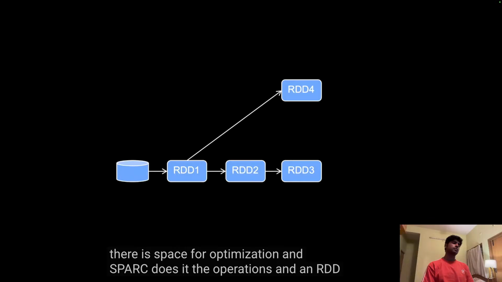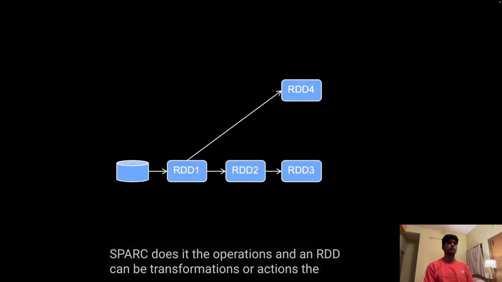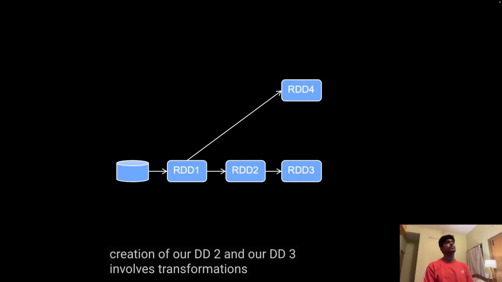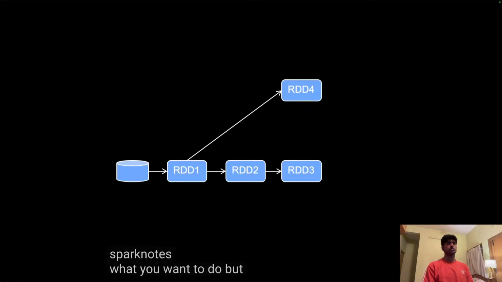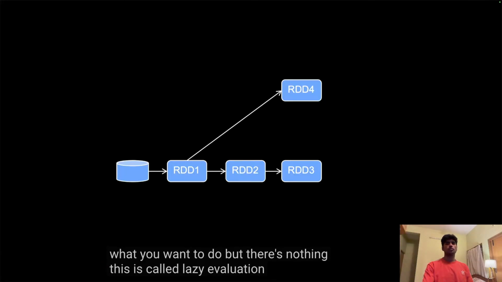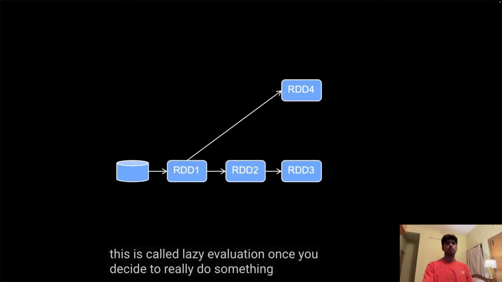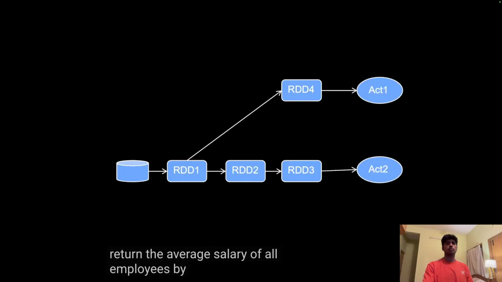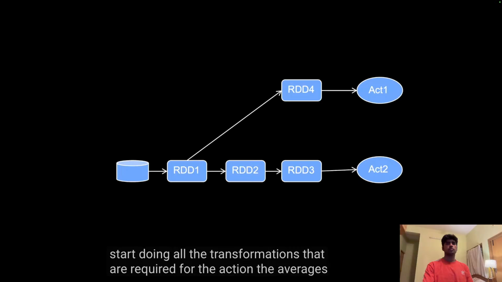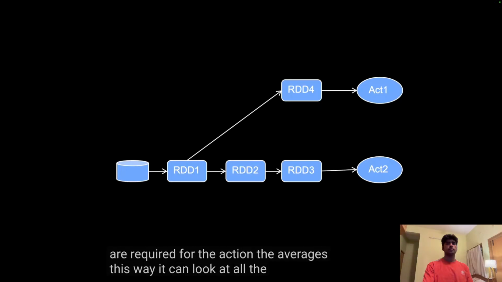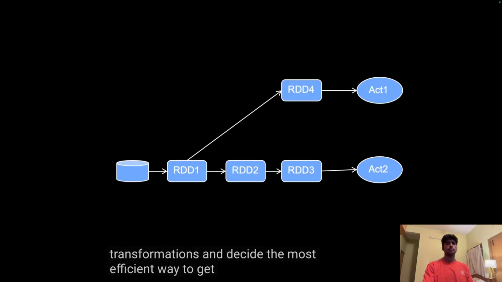The operations on an RDD can be transformations or actions. The creation of RDD2 and RDD3 involves transformations. Since you're not doing anything with your data, Spark knows what you want to do, but does nothing. This is called lazy evaluation. Once you decide to really do something like return the average salary of all employees by department, then Spark starts doing all the transformations that are required for the action, the averages. This way, it can look at all the transformations and decide the most efficient way to get there.